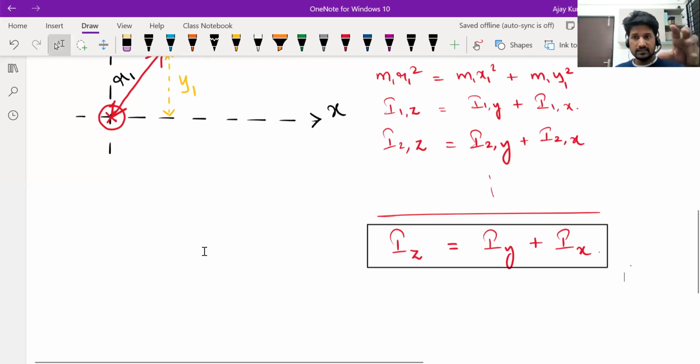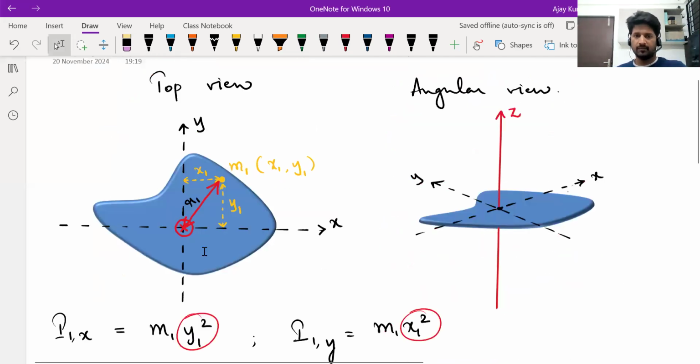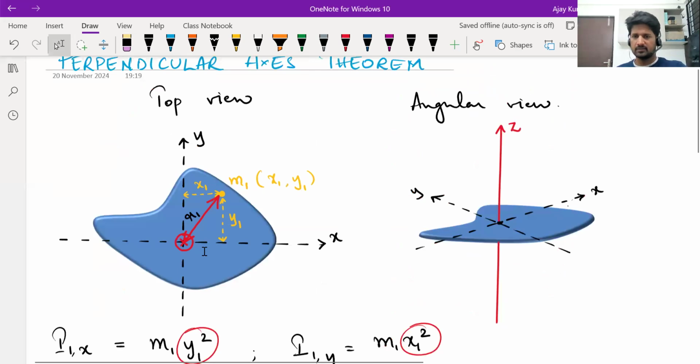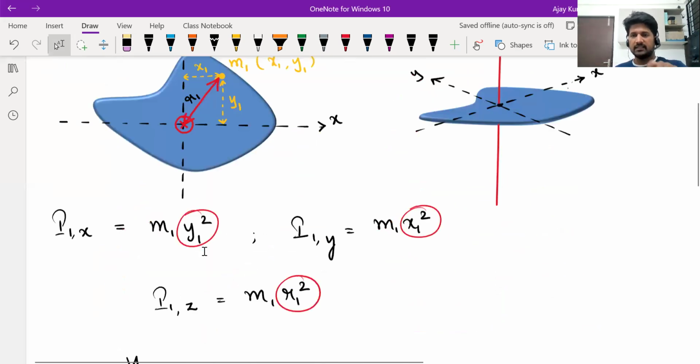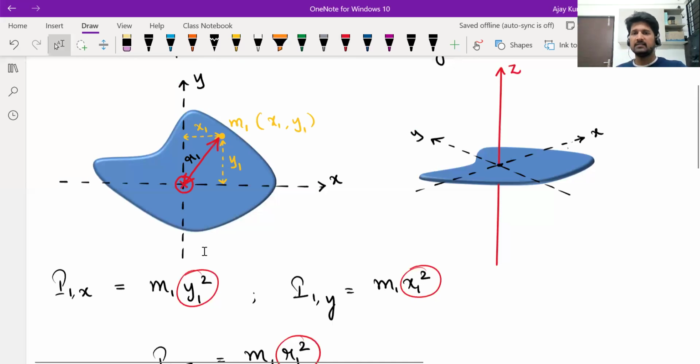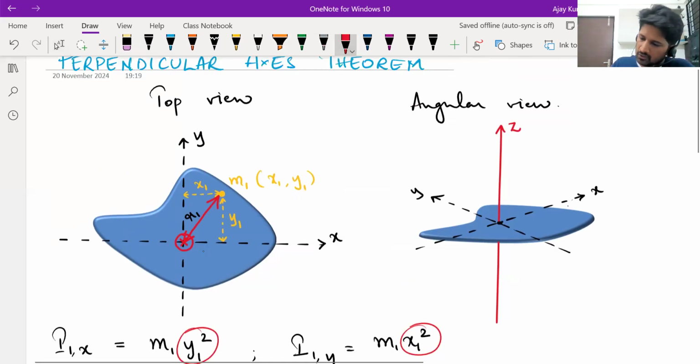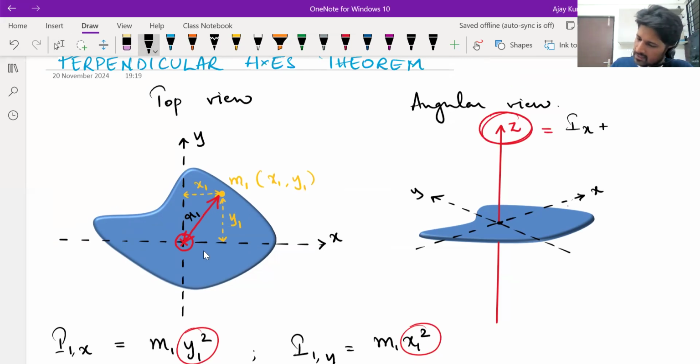And the system that we considered here lies in the xy plane. It's a planar system. Two of the axes, the x and y axes, lie in the same plane as the system. The z-axis is perpendicular to it. So if you want the moment of inertia about the z-axis, then only can it be written as Ix plus Iy. Interchanging will not be valid.